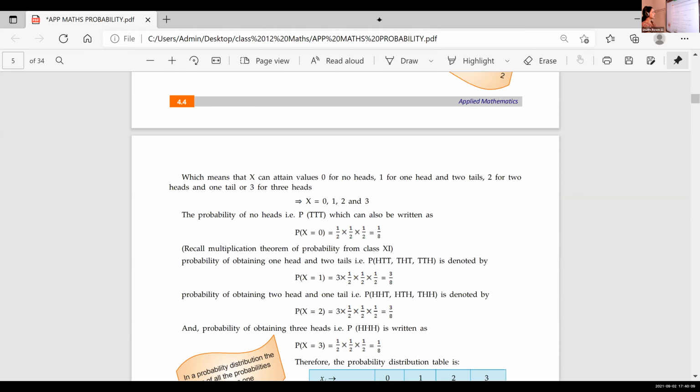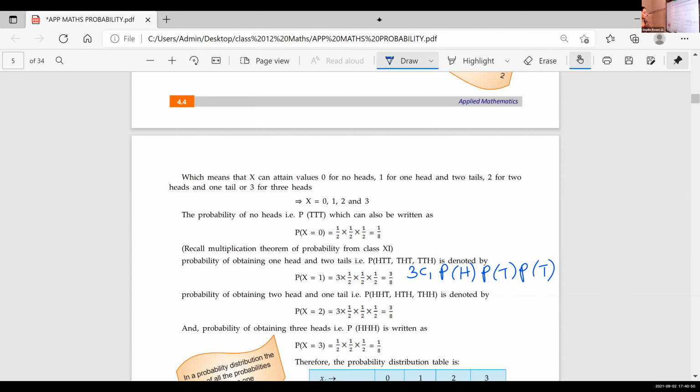Okay, when a coin is tossed 3 times, we may get 3 heads, 2 heads, 1 head, or 0 heads. Suppose it is 3 heads, then what are the possibilities? 3C0 into all are tail, 1 by 2, 1 by 2, 1 by 2. 3C0 is 1 into 1 by 8. Now look at the next case, x is equal to 1. See this calculation, it is not explained there. X is equal to 1 means only 1 head, so 3C1 into only 1 head, the remaining are tails. P of t into P of t into P of t. So we'll get 3 by 8.